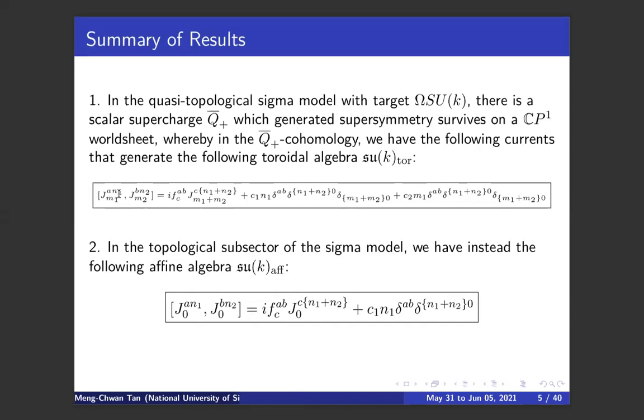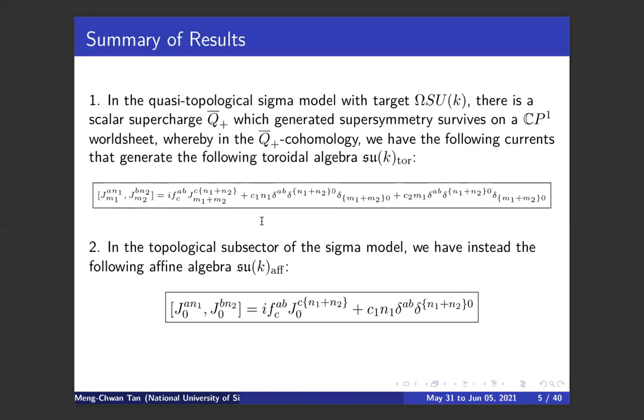So there are two of these indices here, and this M and N span all integers, from negative to positive. And A and B are just the Lie algebra indices of SU(K) in our case. Generally, you have the Lie algebra index of any group G. And then we get this. So in the quasi-topological sigma model with this target, we actually get in the Q cohomology operators whose OPEs give us this toroidal algebra of SU(K).